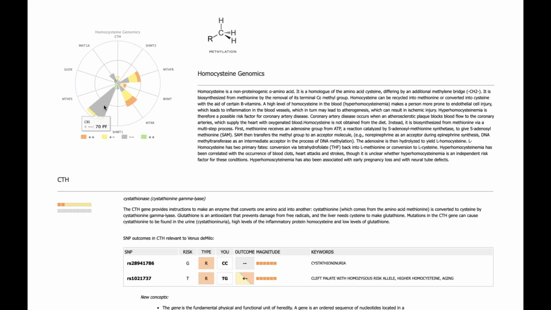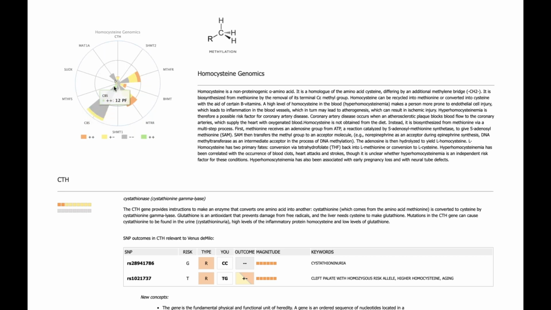And this power factor, again, is an equation which is determined mostly by the data or the literature. And when I say mostly by the data in the literature, I mean how many in vitro, in vivo, animal, human trials are there? And what we can see here is that there's a lot more studies on CBS than there would be on MAT1A. You can see the power factor is much less.